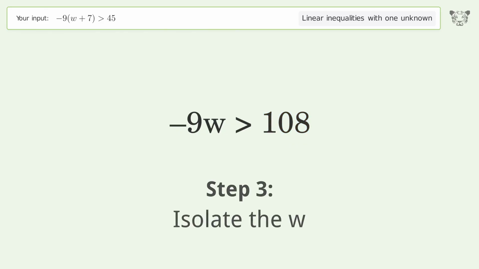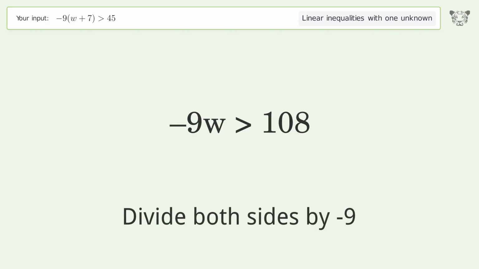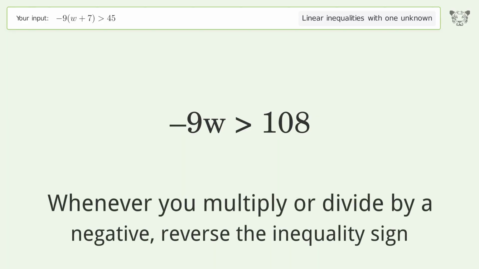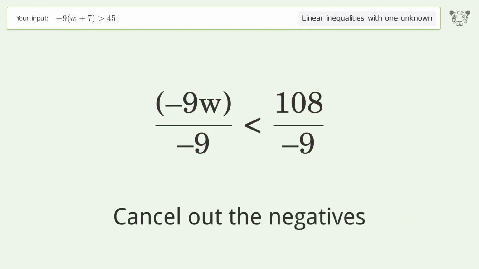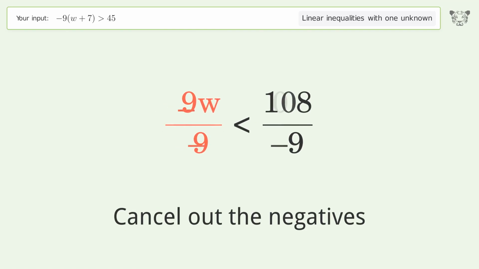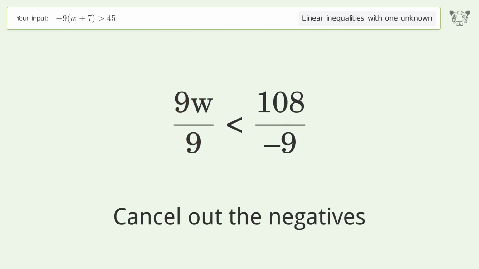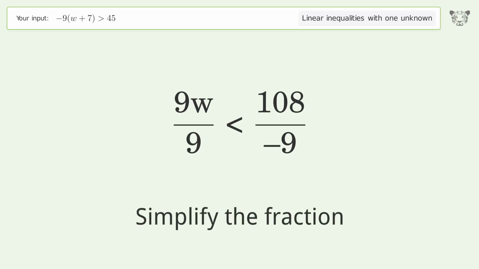Isolate the w. Divide both sides by -9. Whenever you multiply or divide by a negative, reverse the inequality sign. Cancel out the negatives. Simplify the fraction.